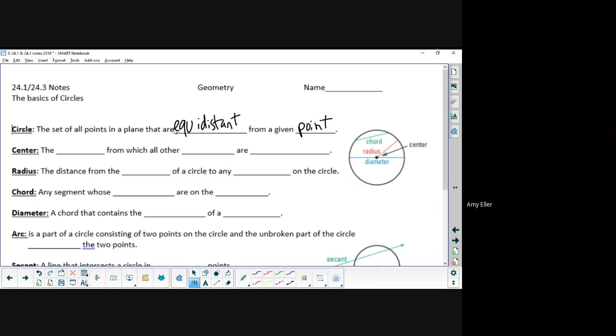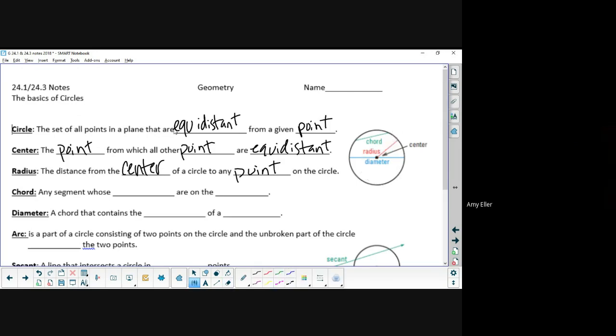The center is the point from which all other points are equidistant. Sort of the opposite of the definition we just did. Radius: you should have heard these next 3 words, radius, chord, diameter before, but we'll go over them. A radius is the distance from the center of the circle to any point on the circle. And here's a very good example right here, the center to any point on the circle. This is a radius.